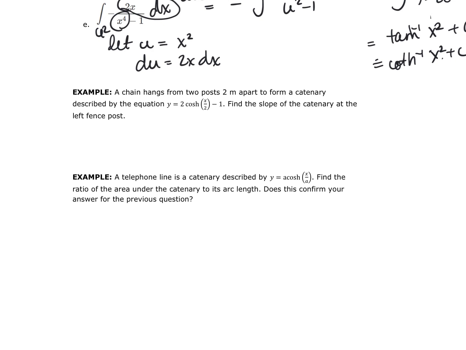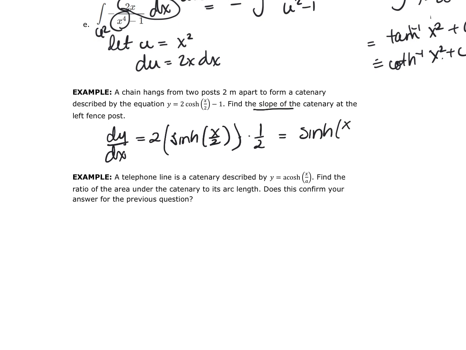So what I really want, because I see the slope, that should say, oh, derivative. So I want dy/dx. This is going to give me 2 times the hyperbolic sine of x over 2, and then the minus 1 will go to 0. And then the derivative of x over 2, which is 1/2. So this gives me the hyperbolic sine of x over 2.